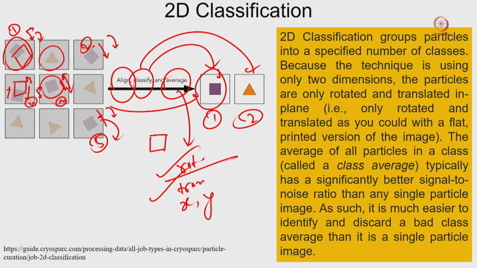At this moment I will stop here, and next class we will discuss more about this 2D classification and the 3D classification, which are all interconnected, and I will give you some actual examples that will help you understand this entire pathway.